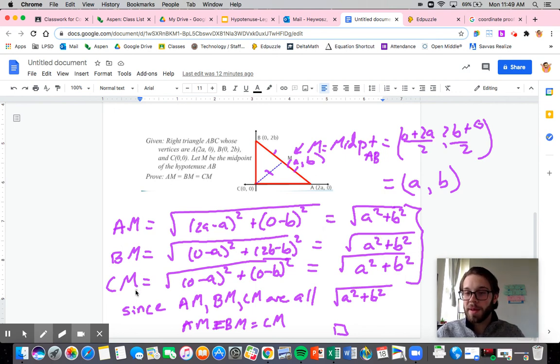So anyway, please let me know if you have any questions on these. These are two very typical types of things you'll do: distance, perpendicular. All right. So let me know if you have any questions, and have a great day.